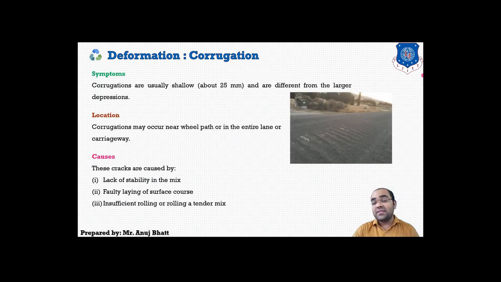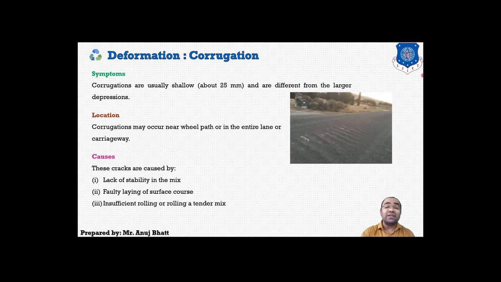If we talk about the symptoms, what is corrugation? Let's discuss. Corrugation is the formation of irregular undulations, as shown here in the figure, across the bituminous surface. These are usually shallow, about 25 mm, and are different from the larger depressions caused by weakness of the lower layer. Generally, the spacing of such waves is about 2 to 3 meters.